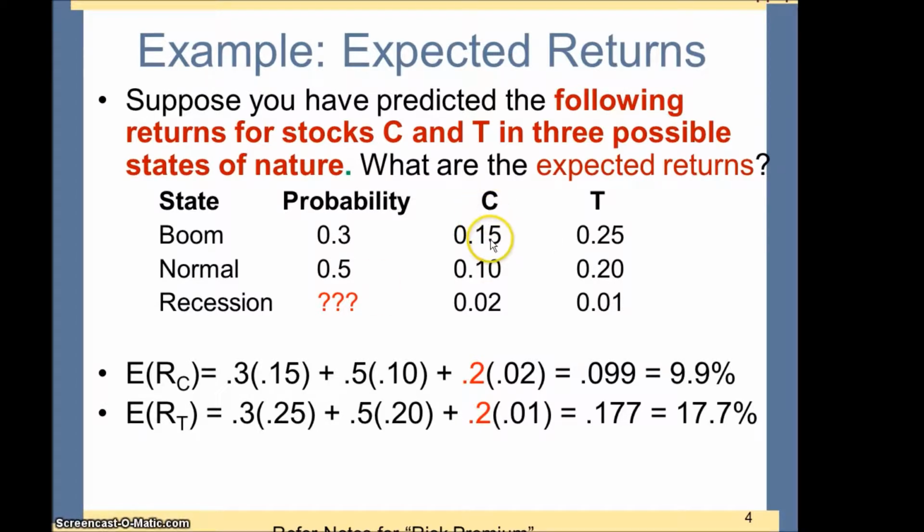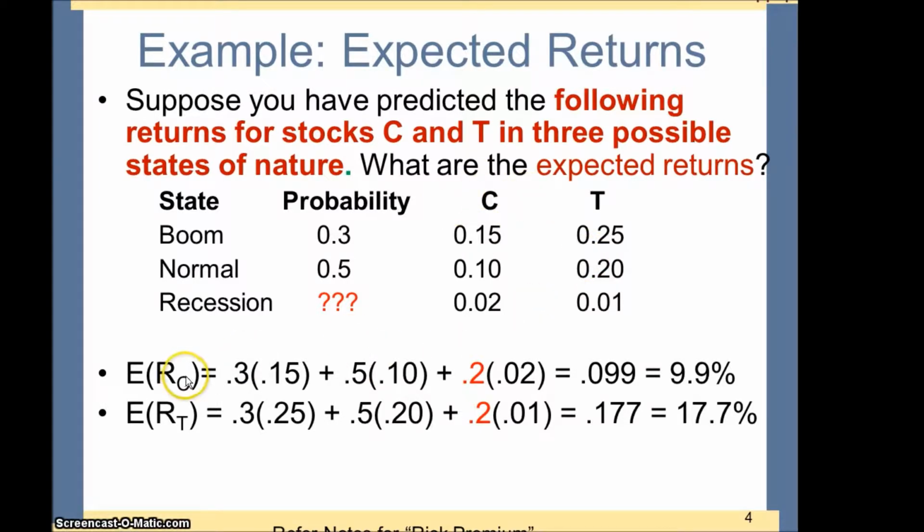Alright, 15%, 10% and 2% are the individual returns for stock C. Okay, and 25%, 20% and 1% are the individual returns for stock T.